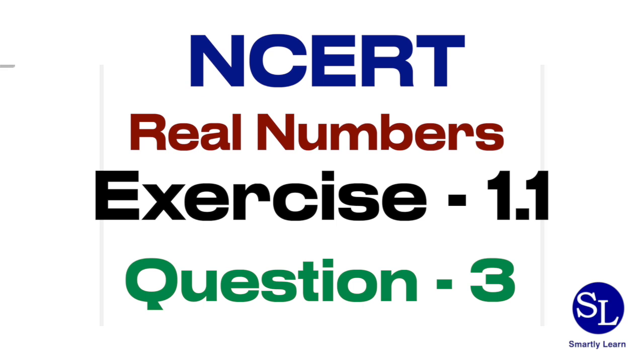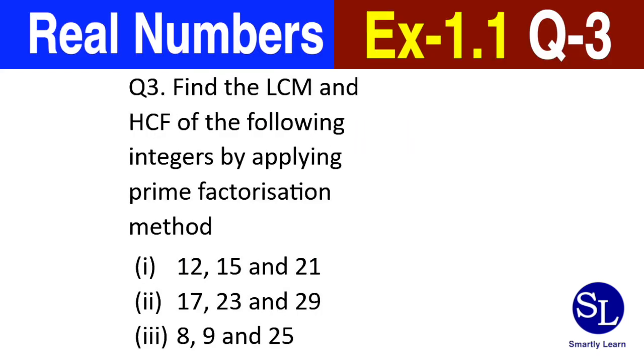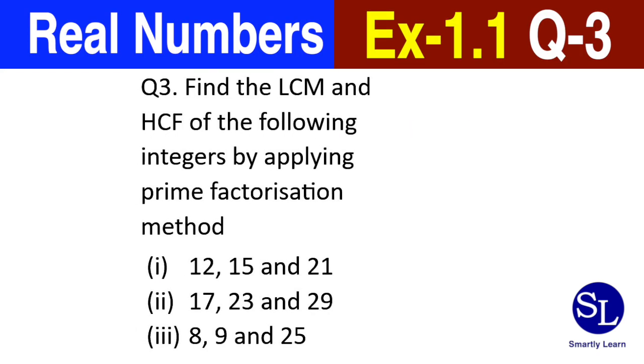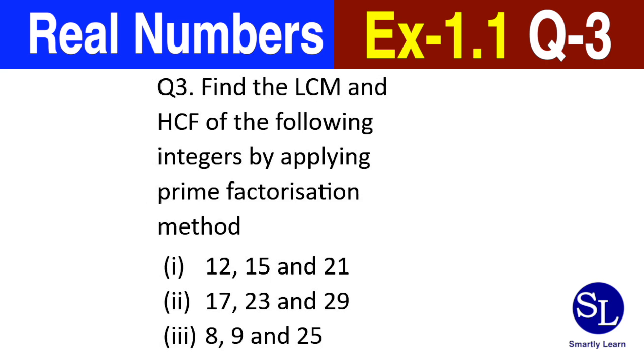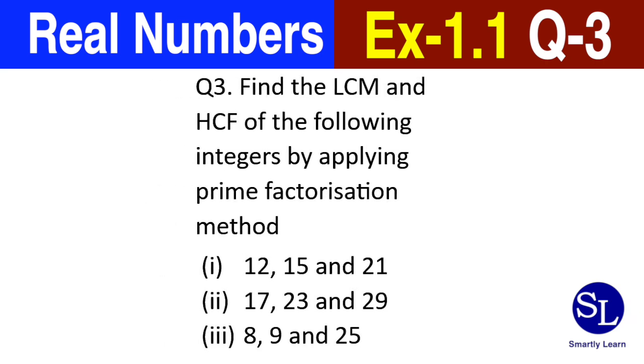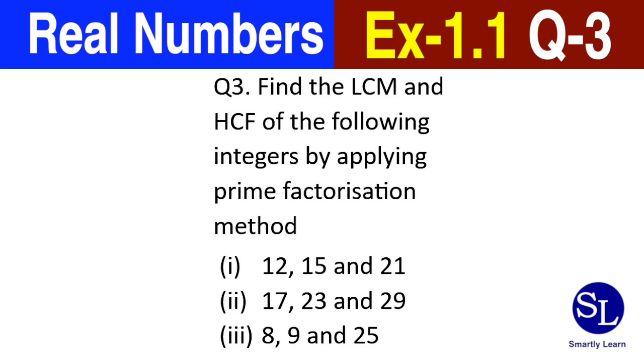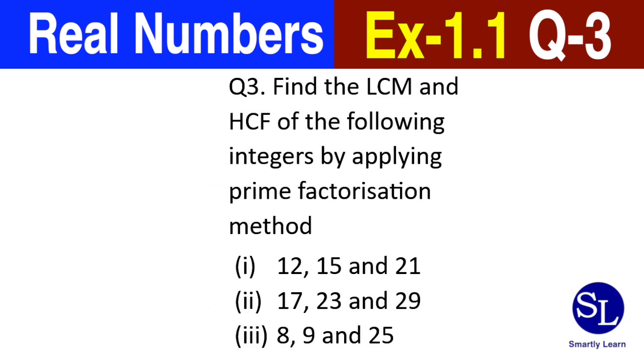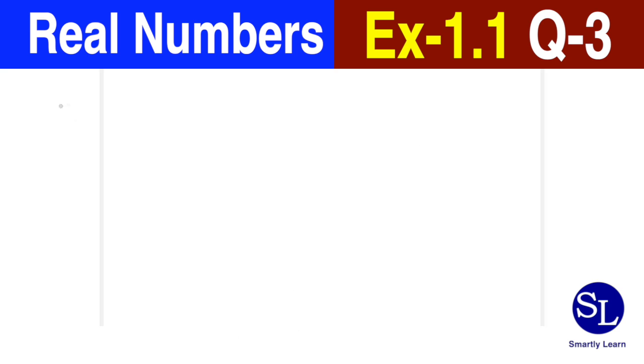In this video, we are going to solve the third question in exercise 1.1. So the question is, find the LCM and HCF of the following pair of integers by applying prime factorization method. So they have given C subdivision. So let's start with the first one. In this case, the numbers are 12, 15 and 21.